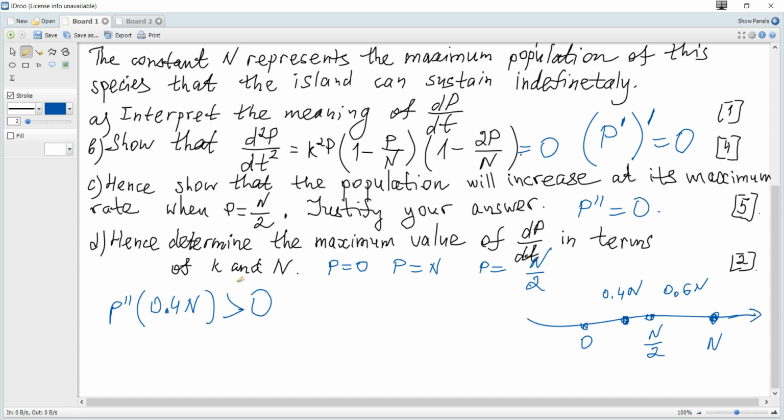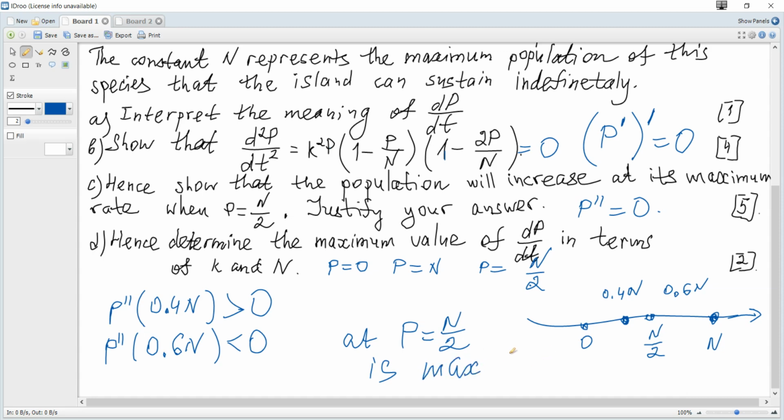It means that the function is increasing to the left. And the second derivative at 0.6N is positive for the first factors, but here is a minus, because 1 minus 2 times 0.6 is negative, hence it's less than 0. And hence at P equals N over 2 there is a maximum, because the derivative changes sign from positive to negative.